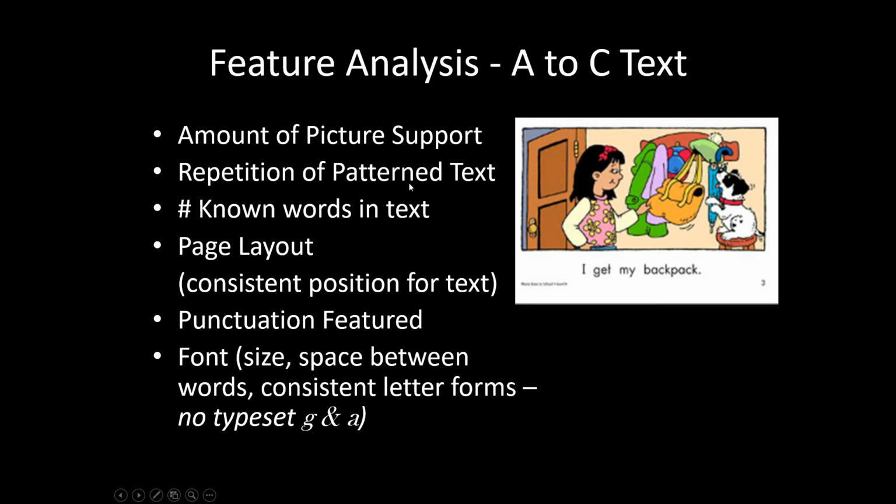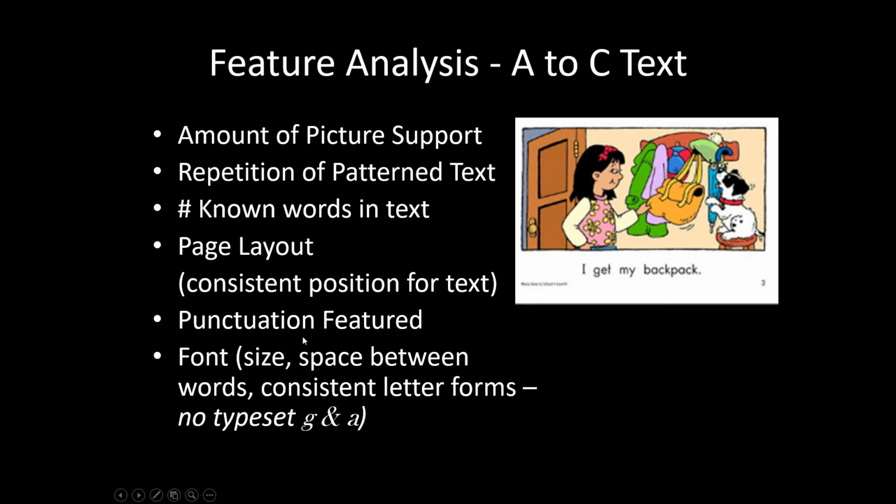Repetition of a pattern in the text makes the text easy. On every page in this book, it says, I get my, and then something. Number of known words in the text: if the child knows the words I and my, they really are only solving get and then this last word in the pattern. Page layout can make a text easy or more difficult. This is a very simple page layout. The text is below the picture, so the student can look at the picture for some information to help inform their work on the text. The text is always in the same place on the bottom, so kids don't have to look for it.